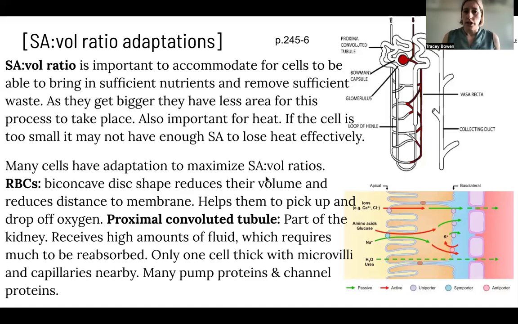Many cells have adaptations to maximize surface area to volume ratio. So for example, red blood cells have a biconcave disc shape that reduces their volume and reduces distance to the membrane, and it helps them pick up and drop off oxygen. And then proximal convoluted tubule here, that's in the kidney. Part of the kidney, it receives high amounts of fluid and it requires a lot of it to be reabsorbed. So that area is only one cell thick, and it has microvilli, which are little projections on the inside of the proximal convoluted tubule. And it also has nearby capillaries and many protein pumps and channel proteins.